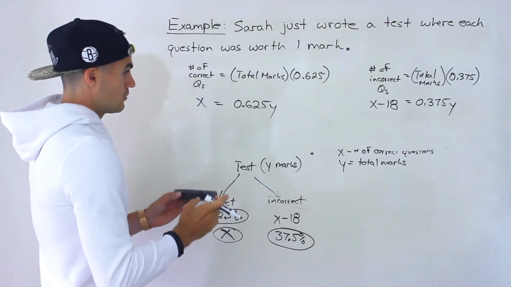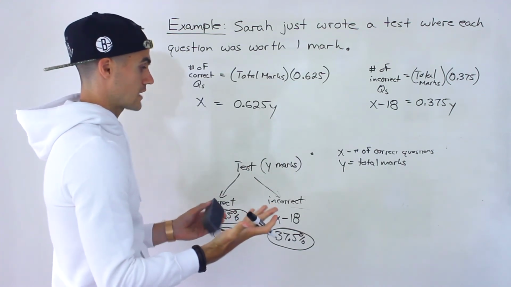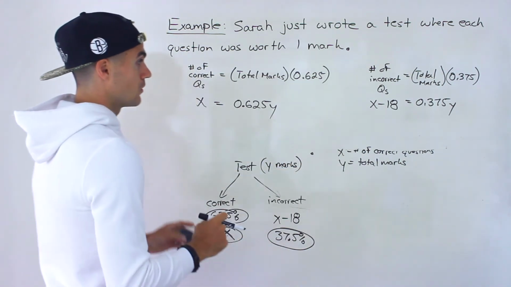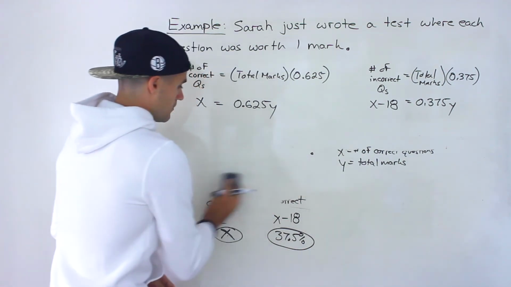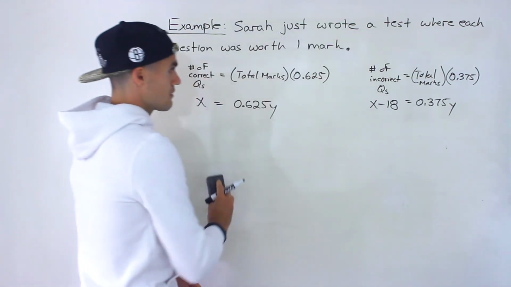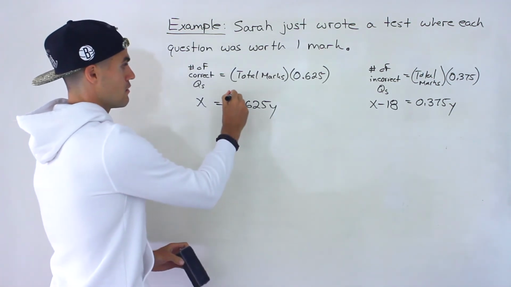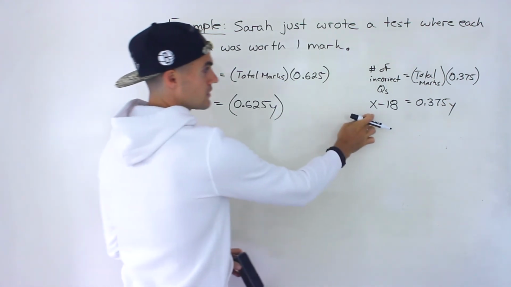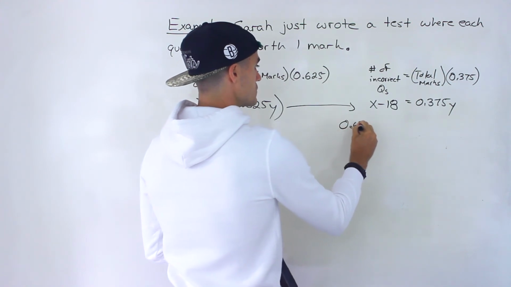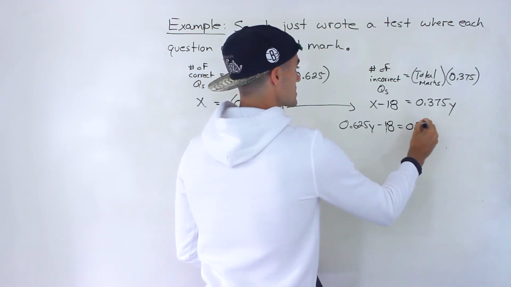And so from here, what we have is two equations and two unknowns. And so we can solve for either x or y. Eventually, the final answer is going to be y, but it may be useful to first solve for x if it's easier, but I actually think that it may be easier to just solve for y. We can take this and plug it in for this x. So if we do that, we'll have 0.625y minus 18 is equal to 0.375y, like that.